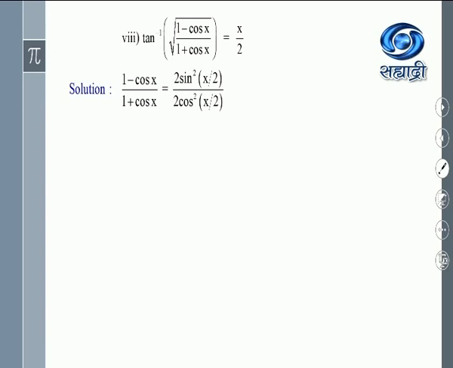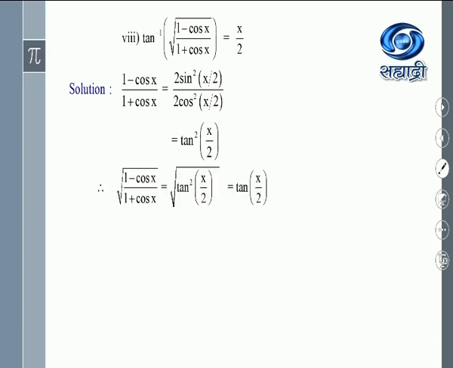Okay, if you simplify, you will get the formula for 1 plus cos x and one for 1 minus cos x. So this is the ratio sin square by cos square. This 2 and 2 get cancelled, and sin square upon cos square is tan square x by 2. Now we put this value here, which is root of 1 minus cos x upon 1 plus cos x, which is under root of tan square x by 2. Its square root is tan x by 2.